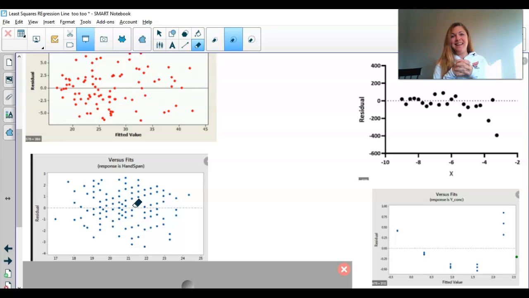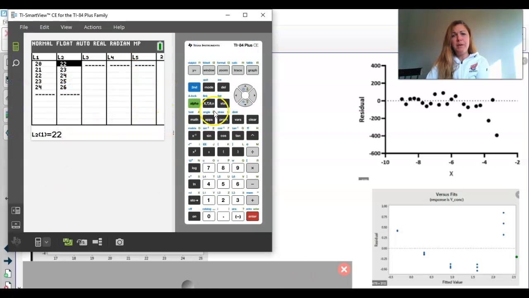Okay. Last thing we want to do is generate a residual plot on our calculator so you know how to do it. So we're going to go up to L1. You can type in what I have for L1. So 20, 21, 22, 23, 24. Do that now. And then I'm going to just make up some data here.